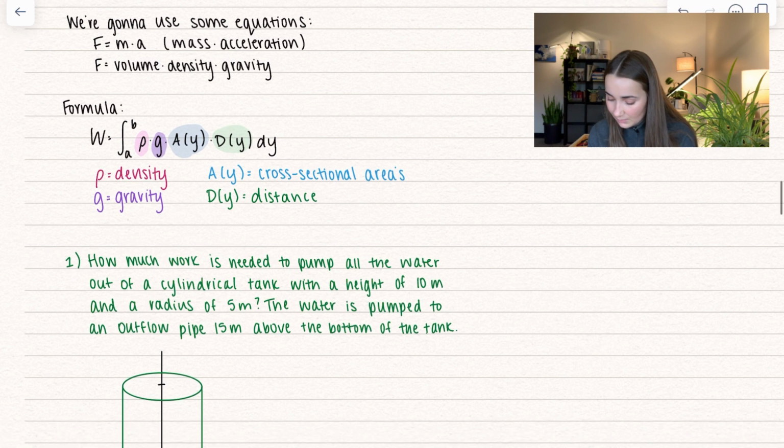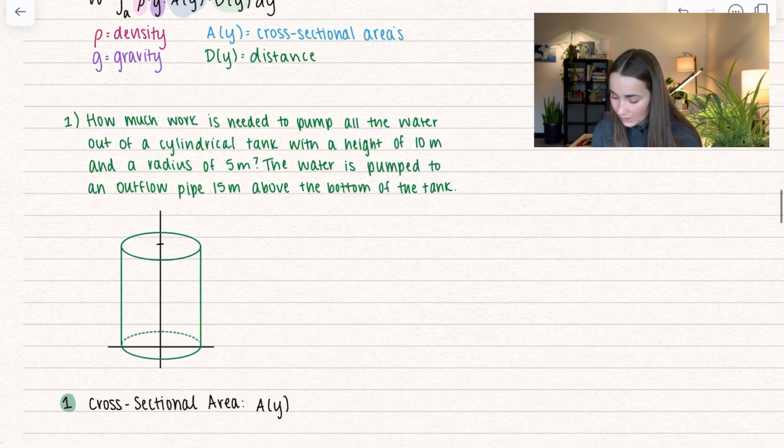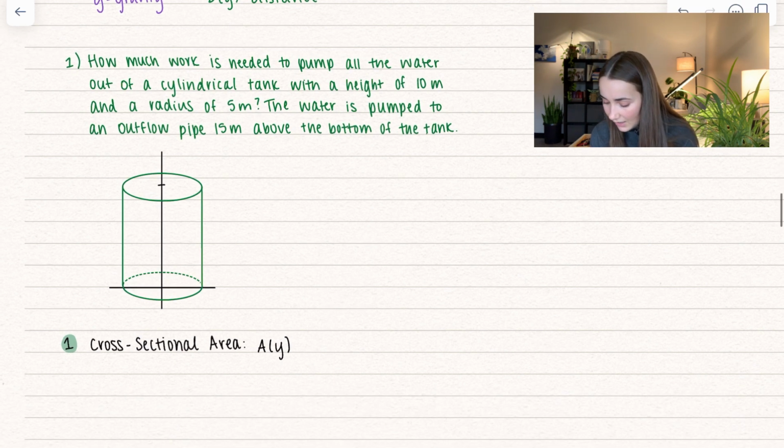So let's go ahead and talk about what this looks like with an example. We have how much work is needed to pump all the water out of a cylindrical tank with a height of 10 meters and a radius of 5 meters. The water is pumped to an outflow pipe 15 meters above the bottom of the tank. So here I already have a beautiful picture for us, and I put this on a graph because sometimes that's important and needed to find equations and stuff like that.